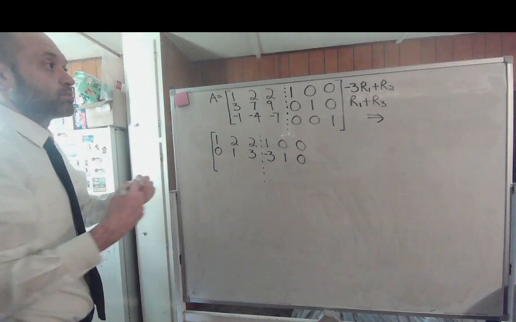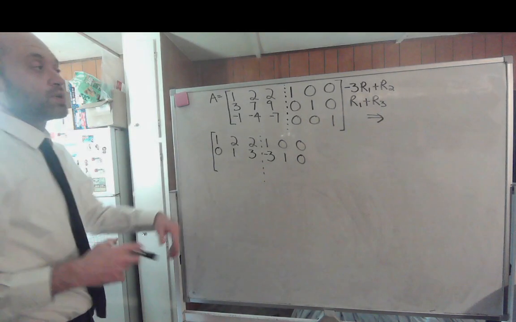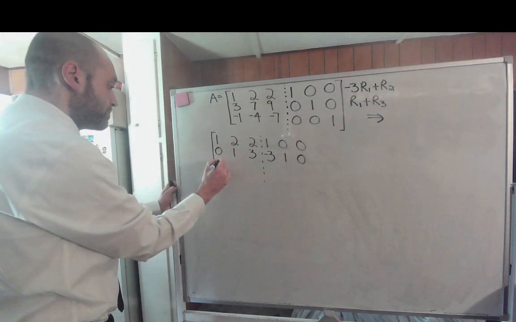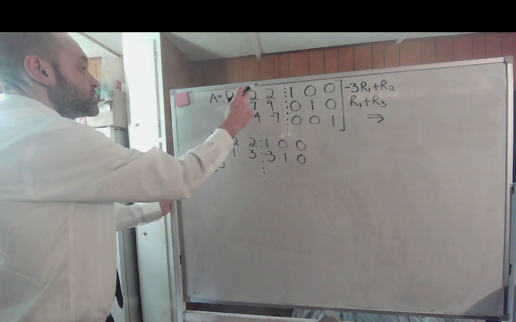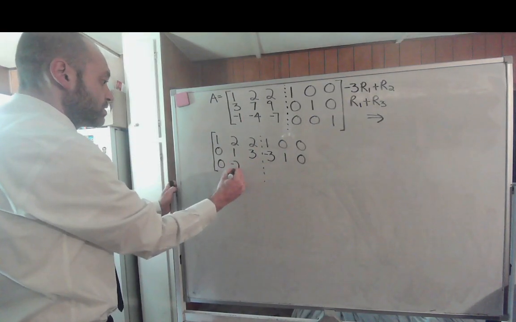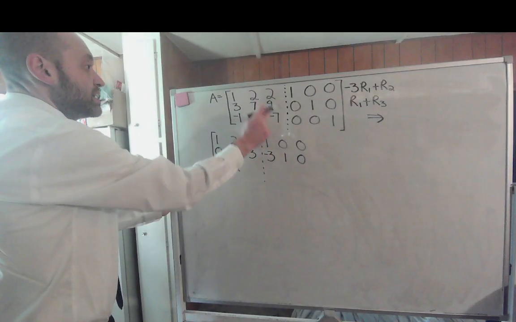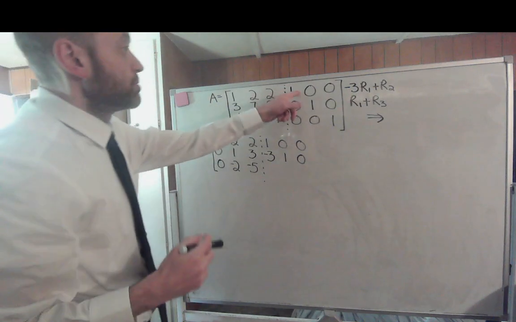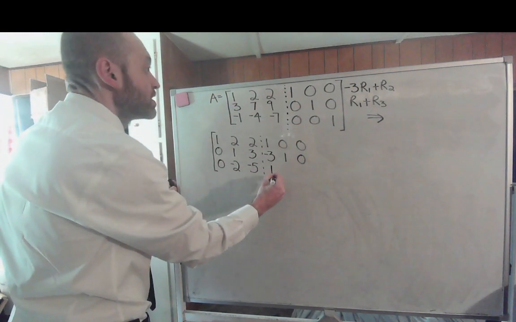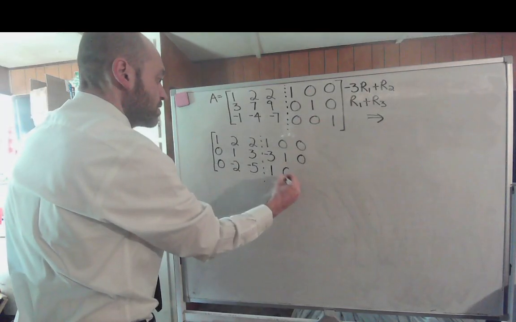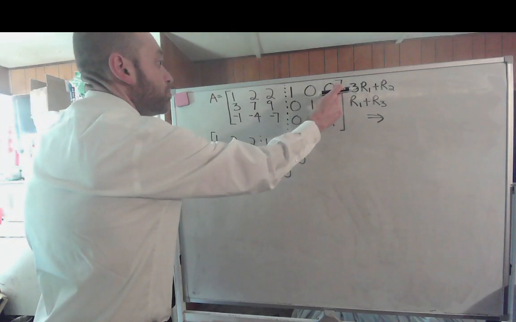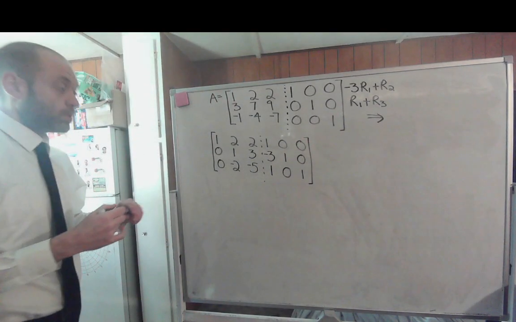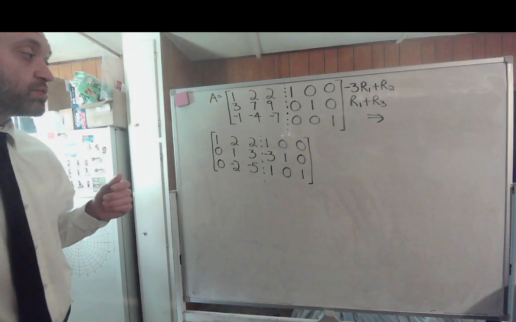And then now, to manipulate row 3, we're going to take row 1 and add it to row 3. So 1 minus 1 is 0. 2 minus 4 is negative 2. And then 2 minus 7 is negative 5. Alright, and then 1 plus 0 is 1. 0 plus 0 is 0. And then 0 plus 1 is 1. Alright. Well, I can tell you this, we are off to a good start.